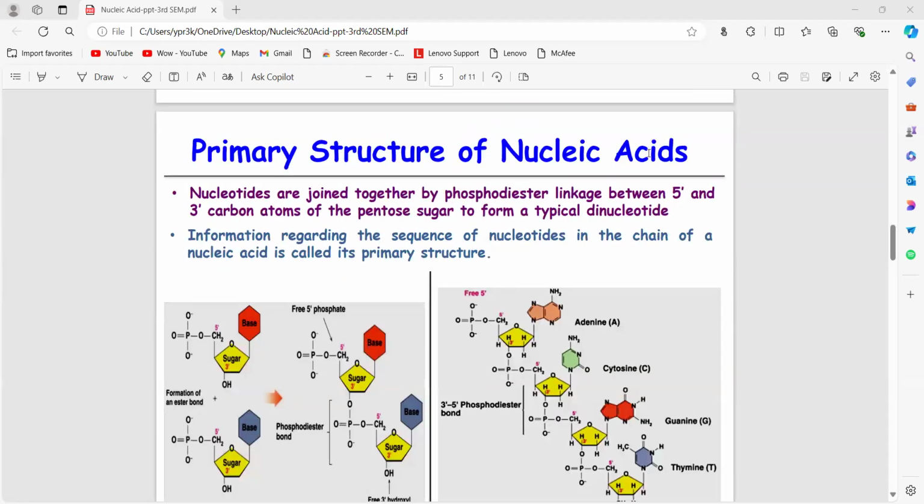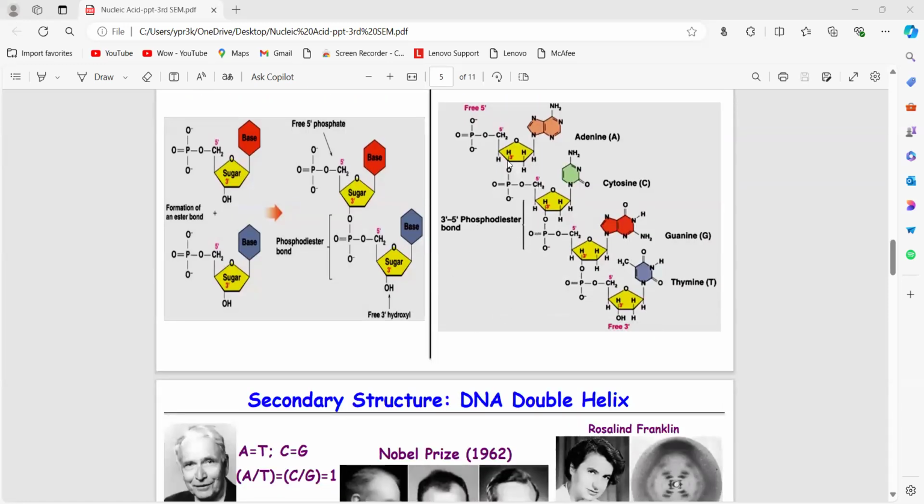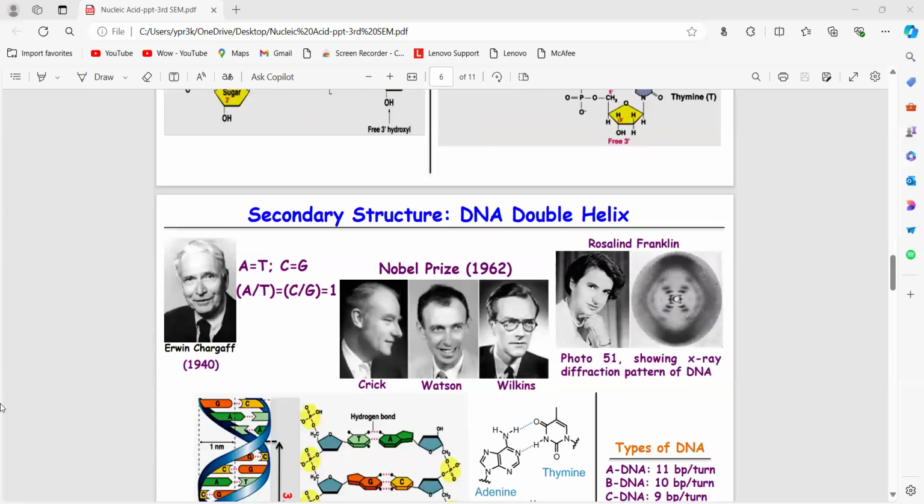Here is the primary structure of nucleic acids: nucleotides are joined together by phosphodiester linkages between the 5' and 3' carbon atoms of the pentose sugar to form a typical dinucleotide. The information regarding the sequence of the nucleotides in the chain of a nucleic acid is called its primary structure, that is, how they are arranged, for example adenine followed by cytosine, guanine and thymine.